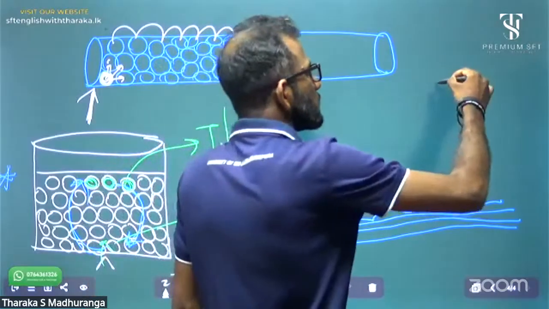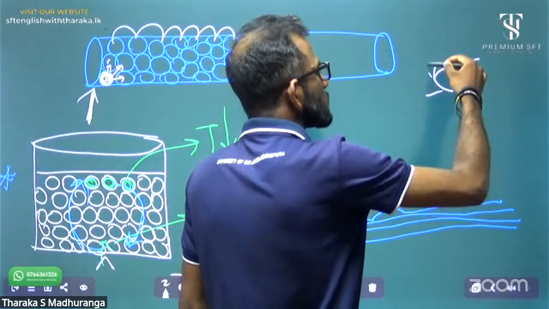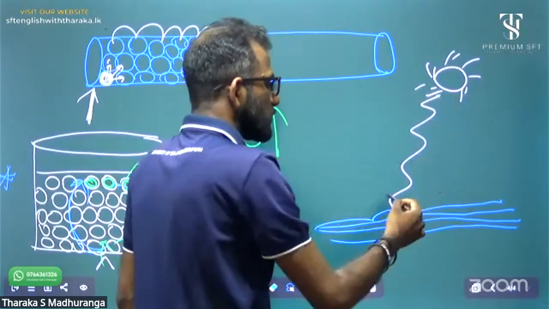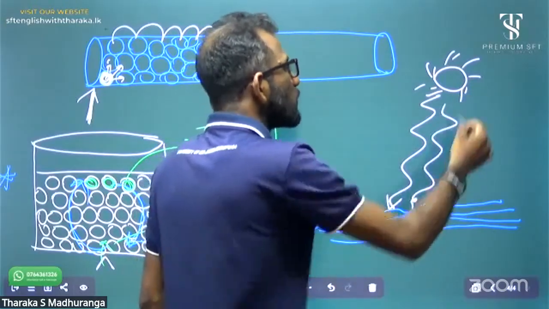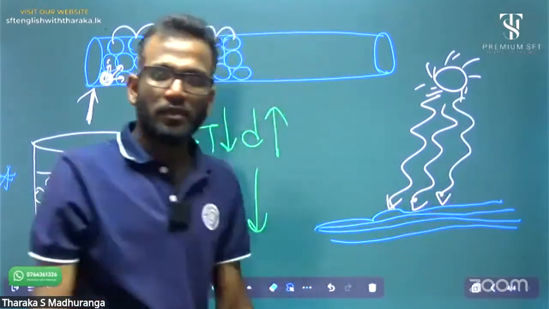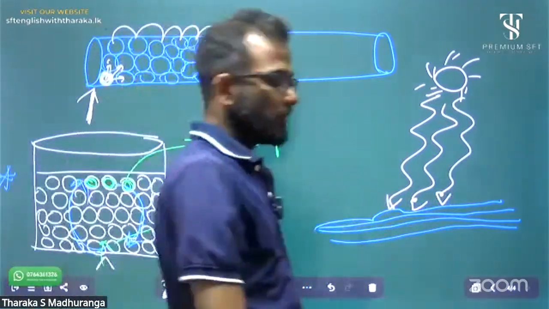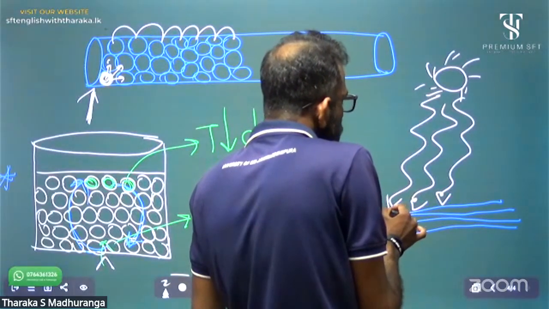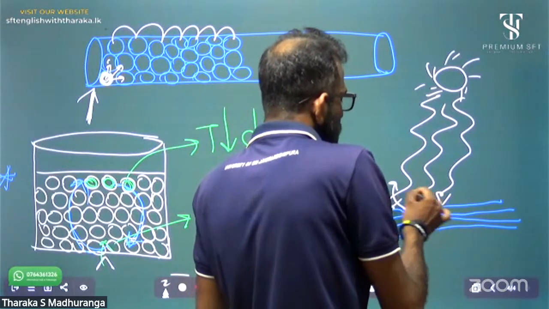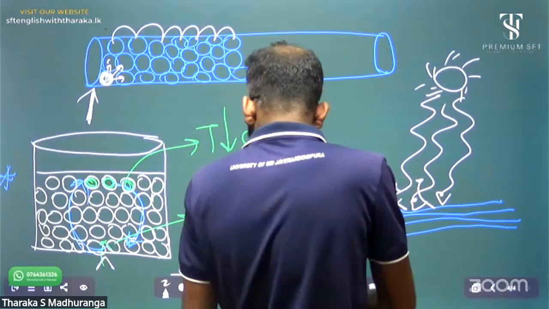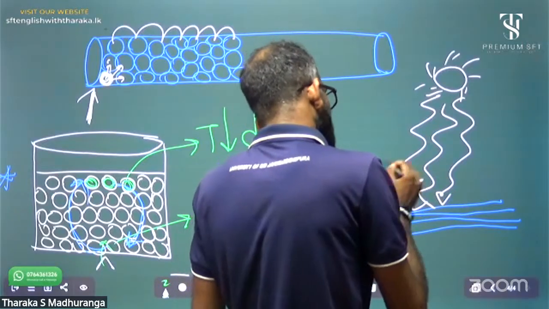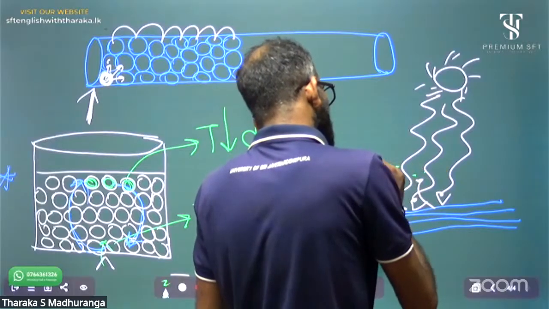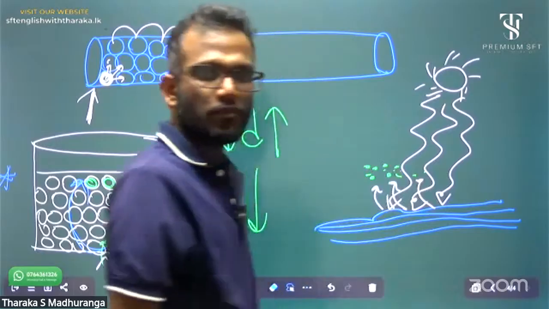Now in daytime, what happens? Due to sunlight, the water surface is heating. When the water surface heats, water starts to evaporate as water vapor. These green dots are the water vapor now.